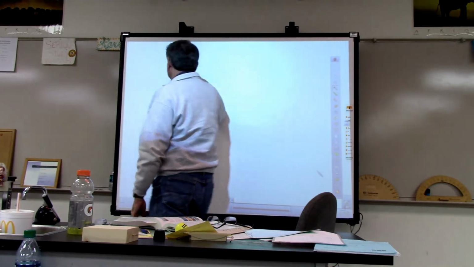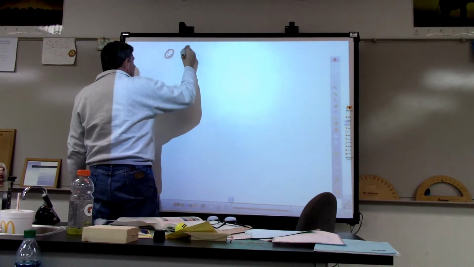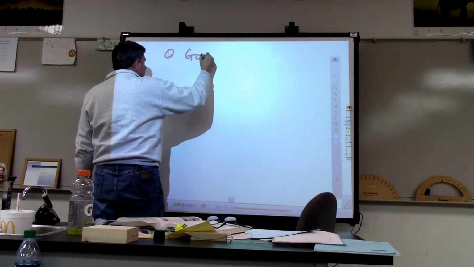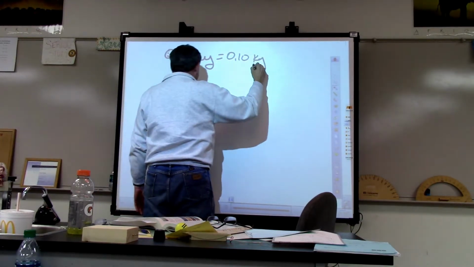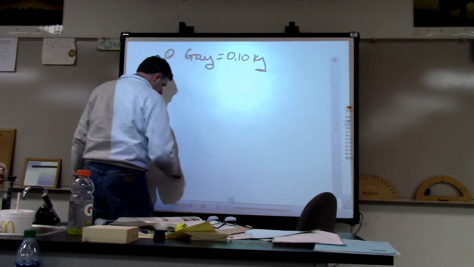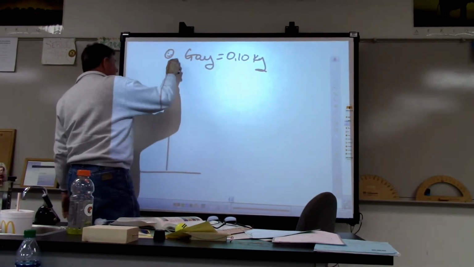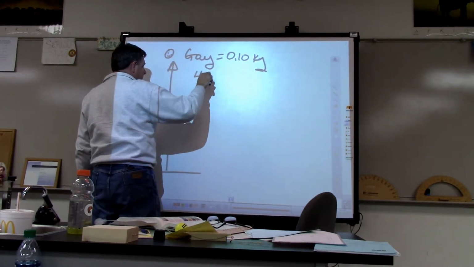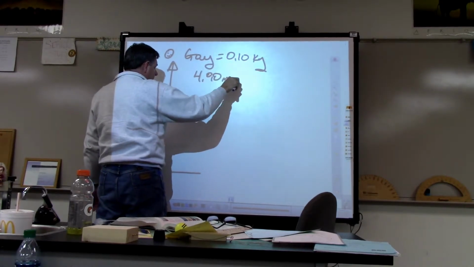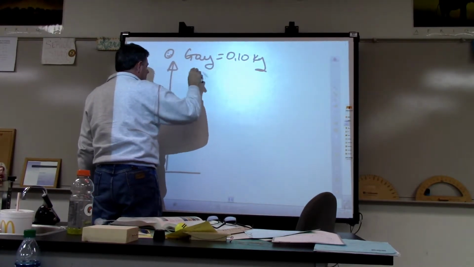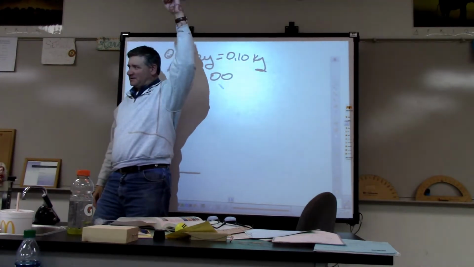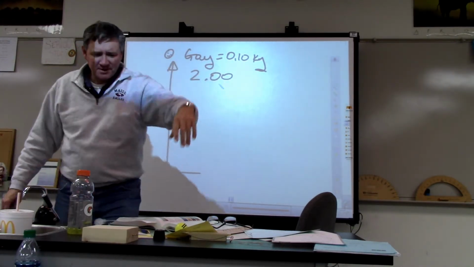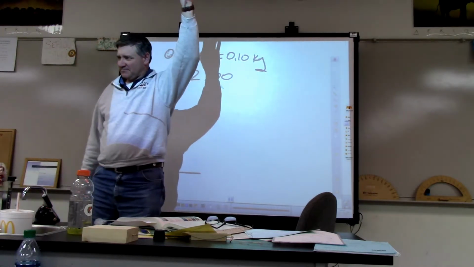Okay. So here's Gary. Gary has a mass of 0.10 kilograms. And I've lifted Gary up to a height of 4.9. Let's make it simple. Let's just go 2 meters. That's something I can do. And 4.9 meters would be a bit much. Let's just go with 2. So I got Gary here, 2 meters.